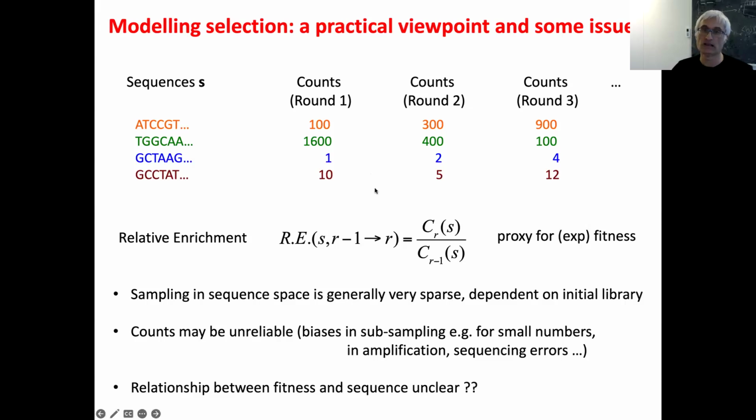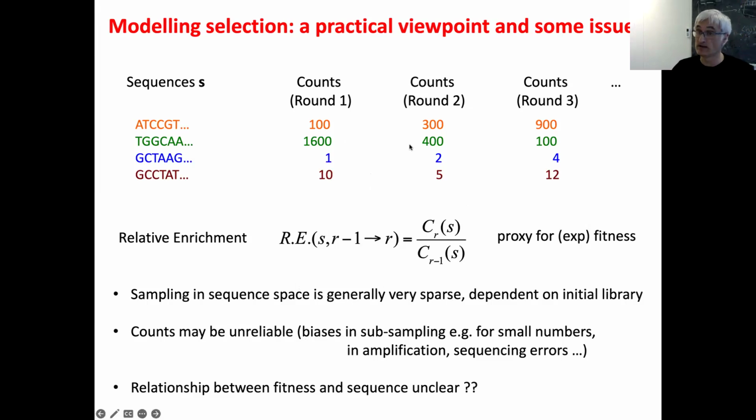The problem with that is that, first of all, we don't really understand what is going on by looking at these numbers, for many different reasons. The counts may be very unreliable. There might be biases in the subsampling when you take a subsample of your tube, of your reactor, and you get access to a very small number of sequences, typically 10^5, 10^6.